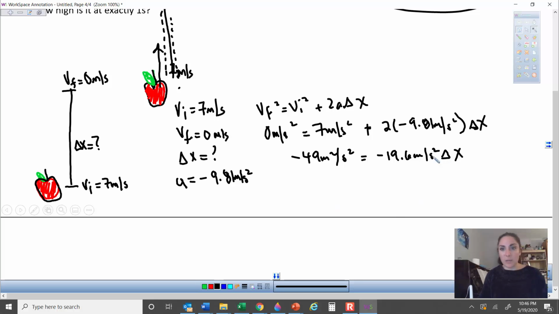So to get x by itself, I divide both sides by negative 19.6, where I get delta x is equal to 2.5 meters. Notice a cool effect about this. Notice that it's positive. It says the apple has risen to this height. Pretty cool. I want you to know that this is not the only way to solve it.